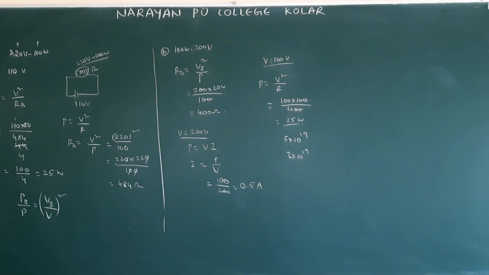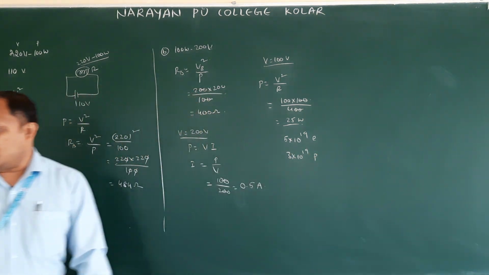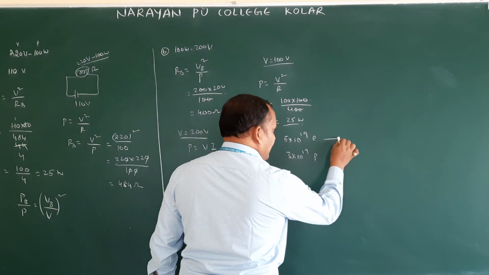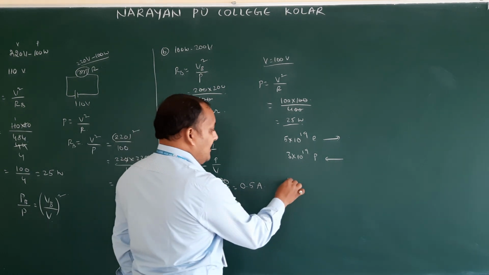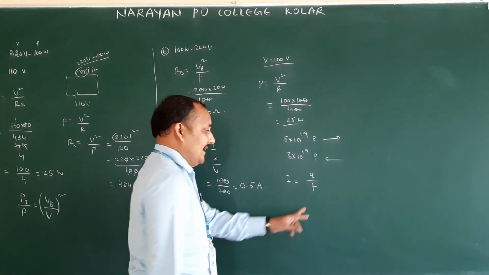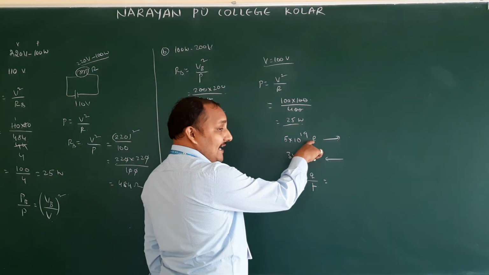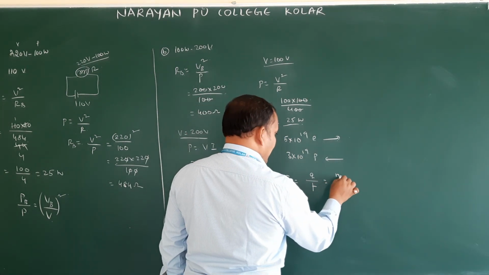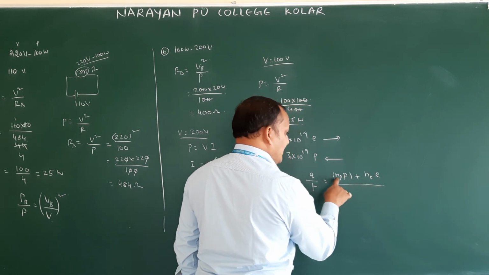So 5 into 10 power 19 are electrons, and these are nothing but protons. Electrons, how are they moving? From left to right. Protons are moving from right to left. What is the current value? I is equal to charge by time. Time value they gave is 1 second. Charge means the total of protons and electrons. How many protons? 3 into 10 power 19. Therefore, Np into e plus Ne into e, number of protons and number of electrons.